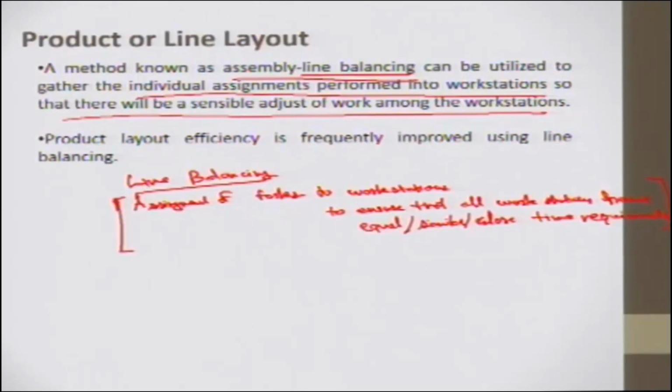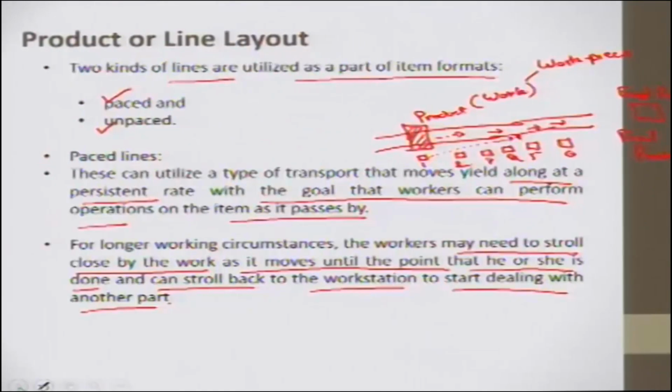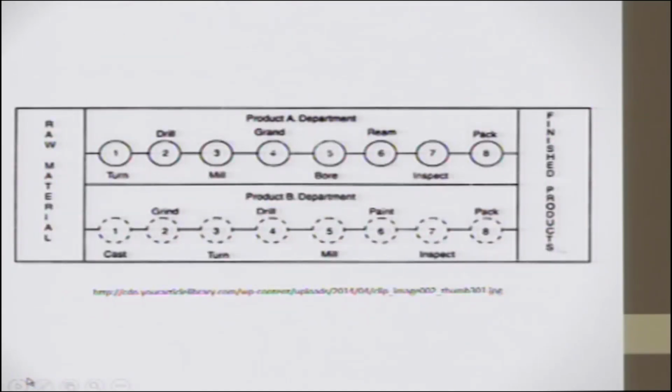So line balancing, the product layout efficiency is frequently improved using line balancing. This minimizes the amount of time that some workstations are idle. Better to say minimize idle time. This idle time is due to the workpieces waiting on parts from an upstream process and to avoid building up an inventory queue in front of the downstream process. The line balancing is done in product layout.